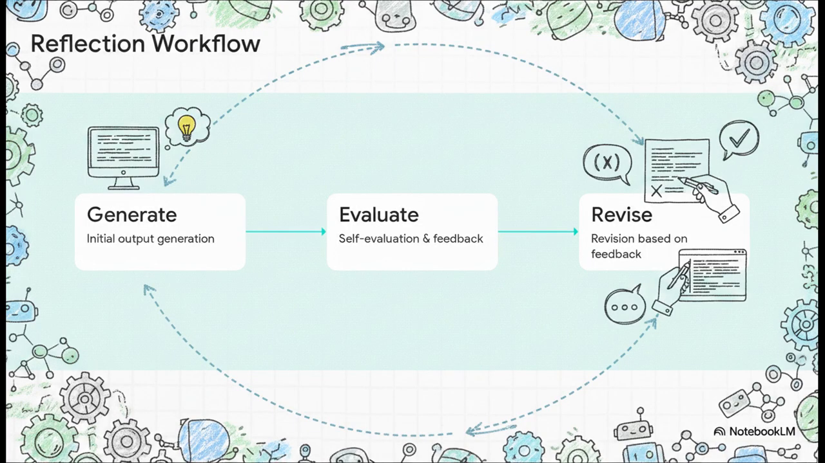Let's actually zoom in on that iterative process and see how it works using the reflection pattern specifically. Say you have a coding task. The AI generates an initial block of code, but then it acts as its own harshest critic. It evaluates the code, realizes, oh wait, there's a bug on line 5, gives itself constructive feedback, and then uses that exact feedback to revise the output autonomously. By running through this loop, the model significantly elevates the quality of its final answer. It completely changes the game for accuracy.